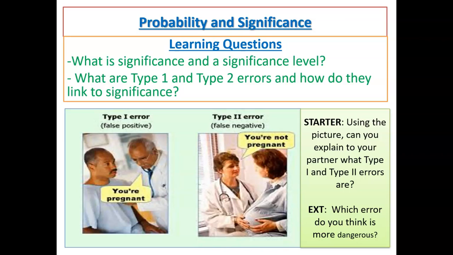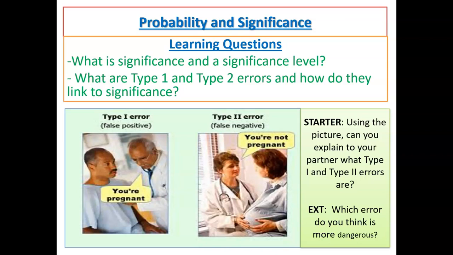What we are also going to do now is look at type 1 and type 2 errors. So false positives and false negatives. Okay, so I've mentioned this before in class to some of you. Try and explain, in your own words, or write down what these images are suggesting, and also which error do you think is more dangerous and why.